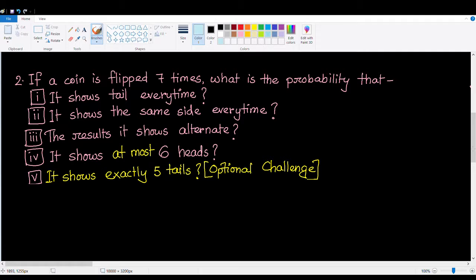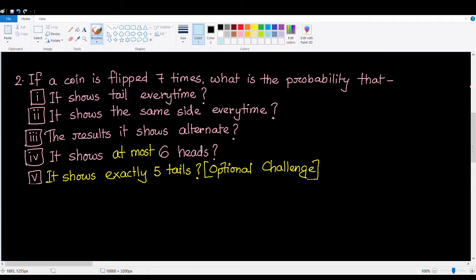This problem also has 2 different cases. One will start with a head, the other will start with a tail. You find the probability for both cases, and then again you add them. The fourth question asks, what is the probability that the coin shows at most 6 heads? Out of these 7 flips, at most 6 heads are expected. So what is the probability of that? You are going to use your idea of at least here, and the hint for this problem is calculating the complementary case: the probability of the unexpected event, and then subtracting it from 1.